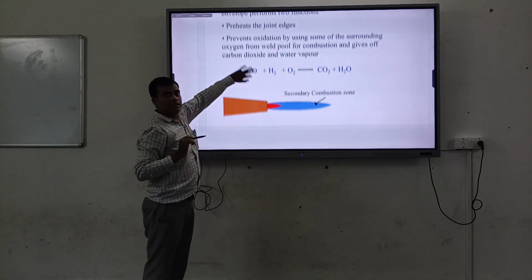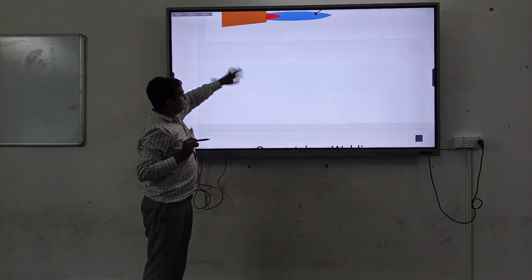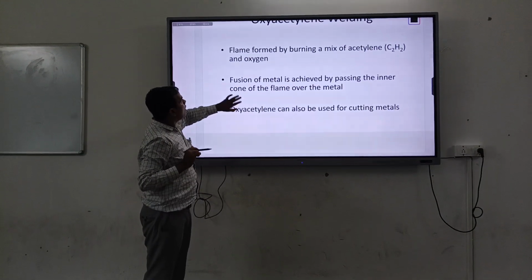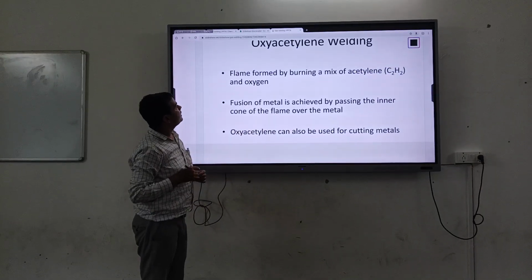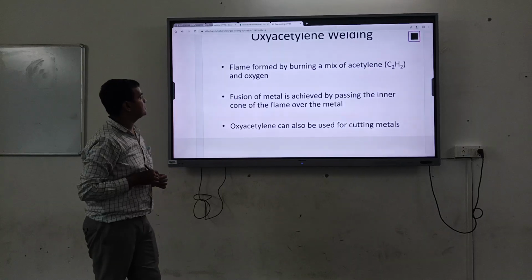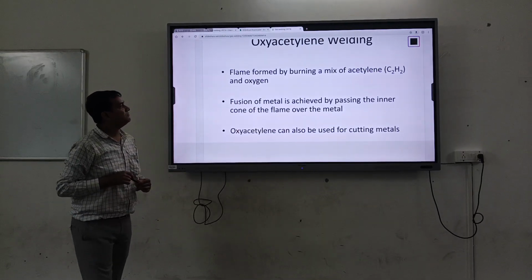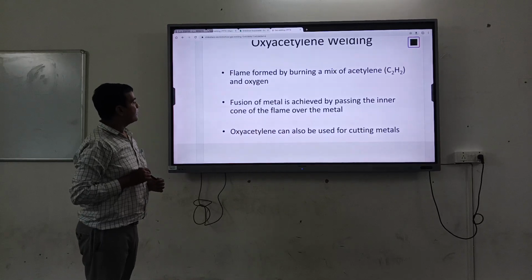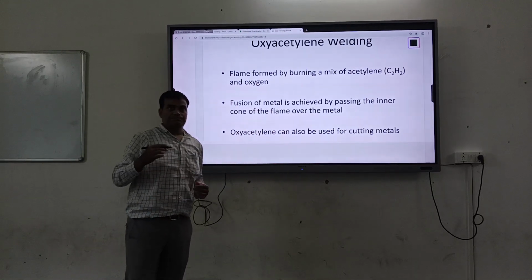And the next one is the flame formed by burning a mix of acetylene and oxygen. Fusion of the metal is achieved by passing the inner cone over the metal.